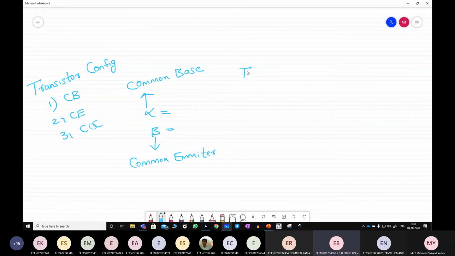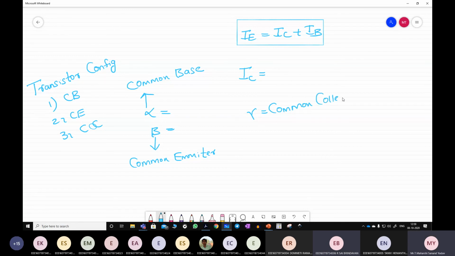What is the relation that we got for common base? I didn't understand that, but I have an idea about the configuration. What about the KCL that we applied across the node? Emitter current is nothing but collector current plus base current, IE equals IC plus IB. And what about gamma? Gamma is the common collector, sir. What is meant by common collector? Collector is grounded, sir. Collector is connected to ground.